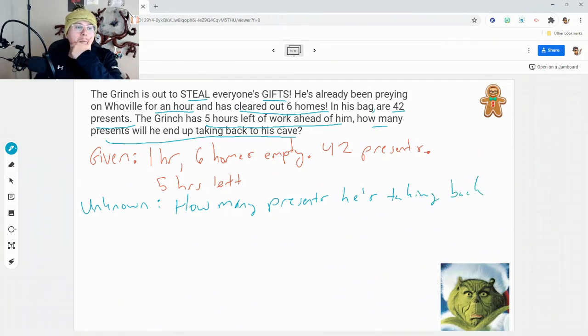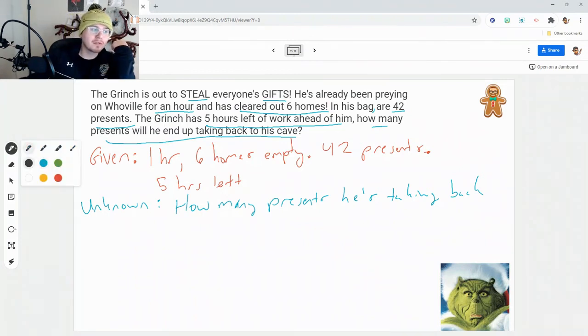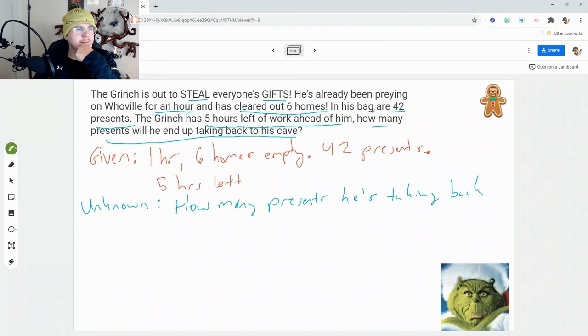So, I purposely made this one a little more challenging, right? Because we got to be careful and make sure that our variable makes sense. And the variable isn't the number of presents he's taking back, because that's just not gonna make sense for this. So what could it be? Well, let's take a look. I'm wondering about the relationship here.